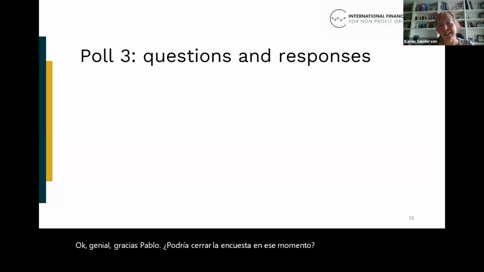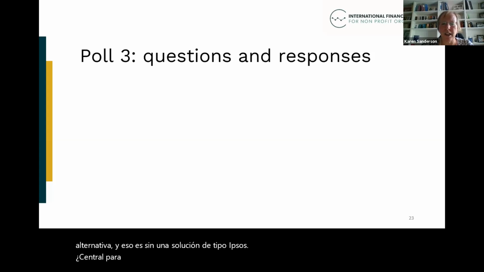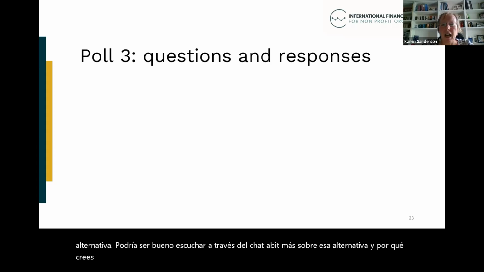Okay, so what have you had to say? So 60% of you are in favour of alternative 2, and that's with an IPSAS type solution central to how that might be taken forward. And we've got one suggestion of an alternative. It might be good to hear through the chat a bit more about that alternative and why you think there's another approach. Why do you have this preference?